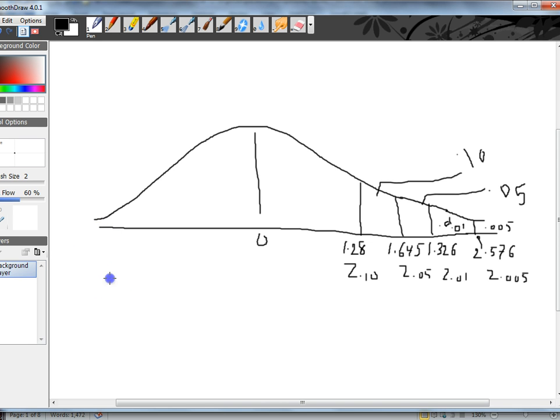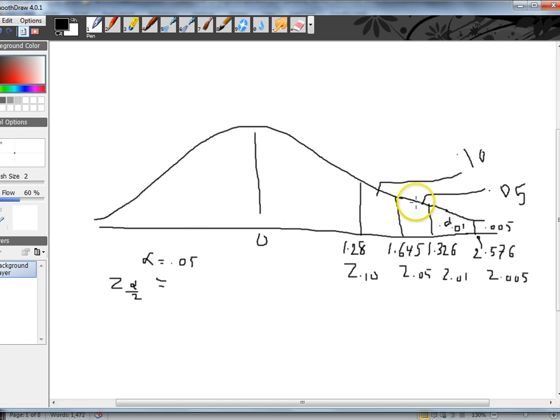Sometimes if I tell you Z alpha over 2, the question is what's alpha? So if alpha is 0.05, we didn't do the 1, or there's 1 here.